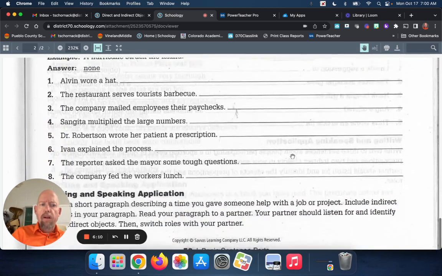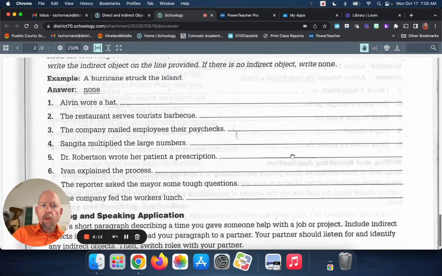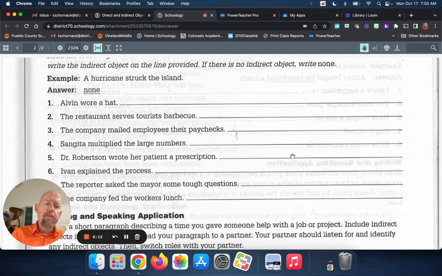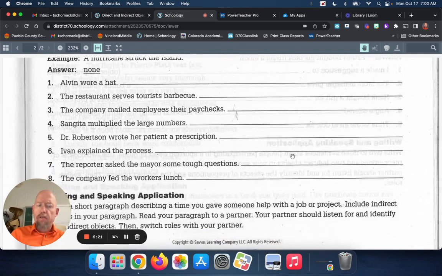And then for this one, we have to decide whether or not they have a direct and an indirect object. Remember, always start by doing our 3 questions. First, finding the subject, then finding the predicate, the verb, and then finding the direct object. And then after we find the direct object, we can ask ourselves, to whom or for what did something receive the direct object? So let's look at number one together. And let's do all 8 of these.